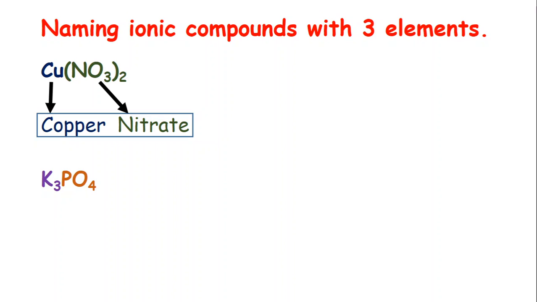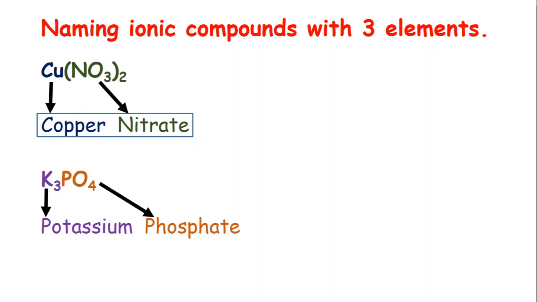Then in the next example, we have K3PO4. Now the element with the symbol K is potassium. Then we need to look for the element with the symbol P, which is phosphorus. Again, there's oxygen attached here, so we have to add the ending ate, so we get potassium phosphate.